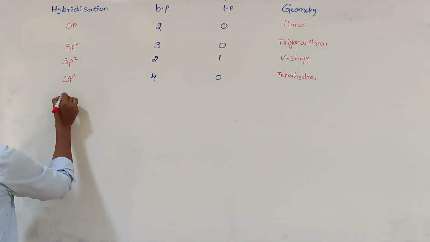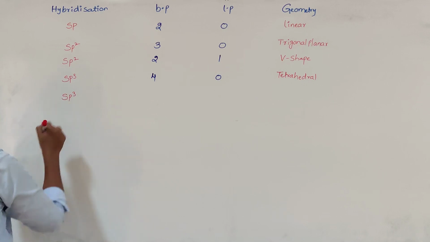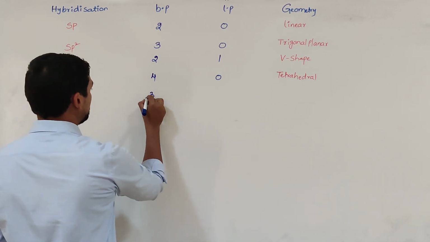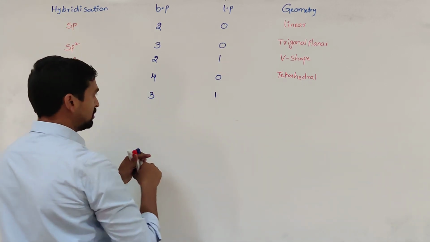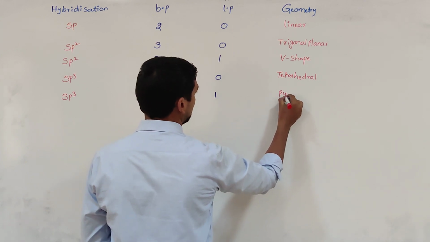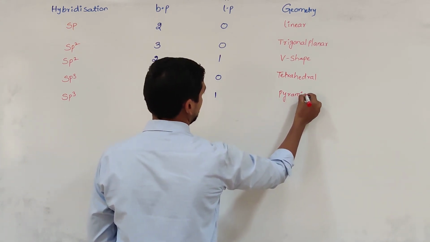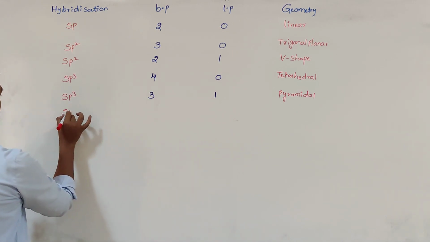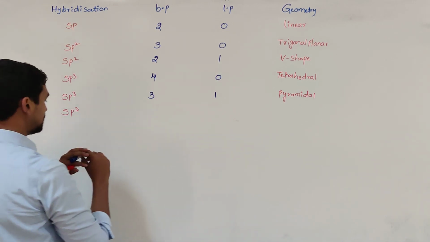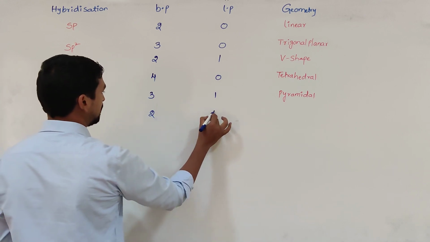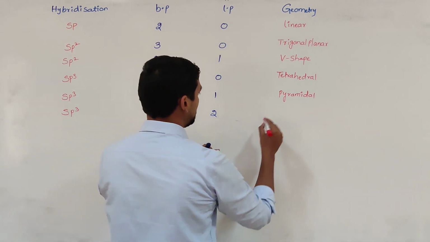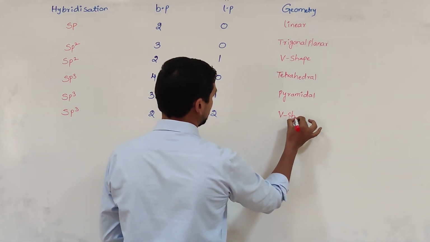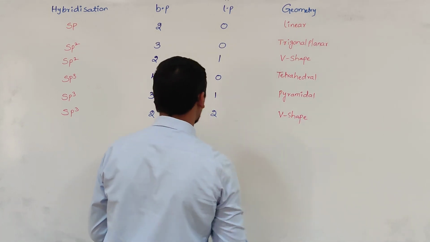In the same sp3 hybridization, 3 bond pairs and 1 lone pair, the geometry is pyramidal. And in sp3 hybridization with 2 bond pairs and 2 lone pairs, the geometry of the molecule is V shape.